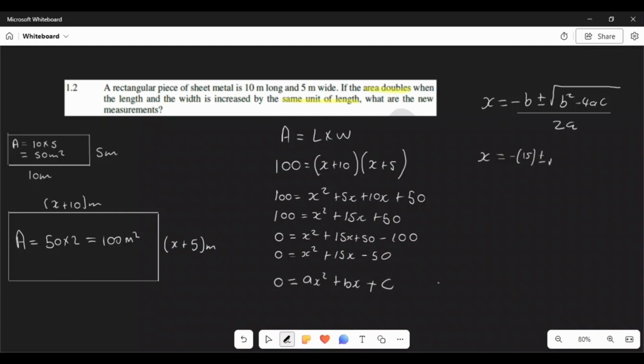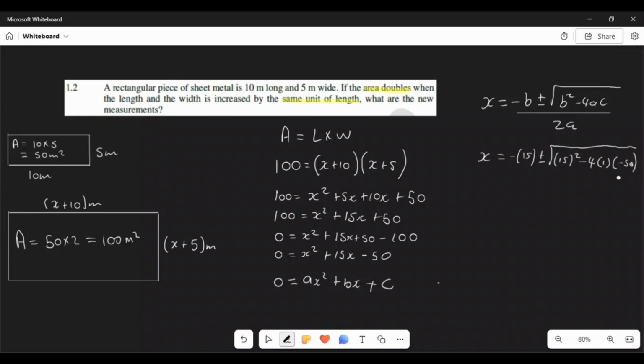Right, so what is our b again? It's still 15. Right, minus 4. Then what is our a? It's the coefficient of x squared, which is 1. And then what is our c? It's the constant here, which is negative 50.